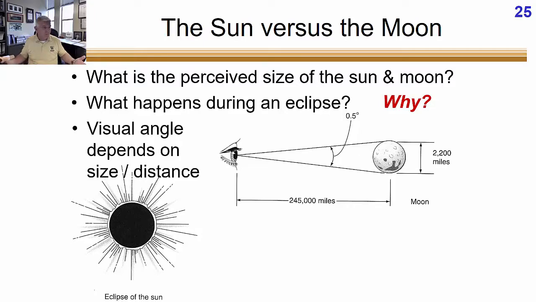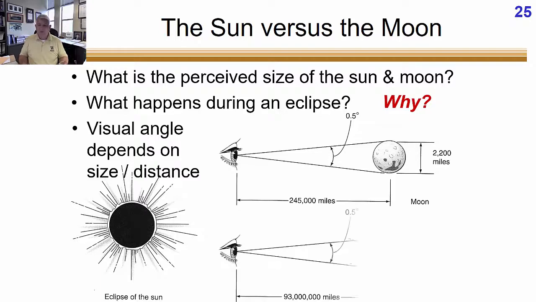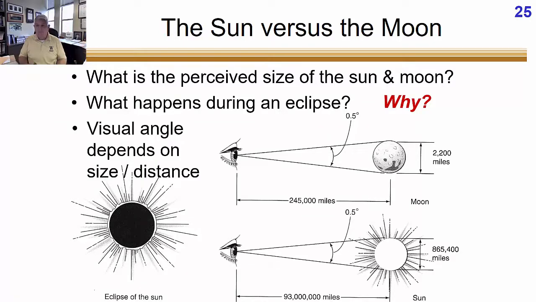The moon is 2,200 miles in diameter and is almost 250,000 miles away from us. The sun, much, much bigger, almost 900,000 miles, 865,000 miles across in diameter, right? But it's 93 million miles away. So it's much, much bigger, but much further away. What happens is that generates exactly the same visual angle, which is why it appears that the moon can fully cover up the sun, even though it's a fraction of the size of the sun.